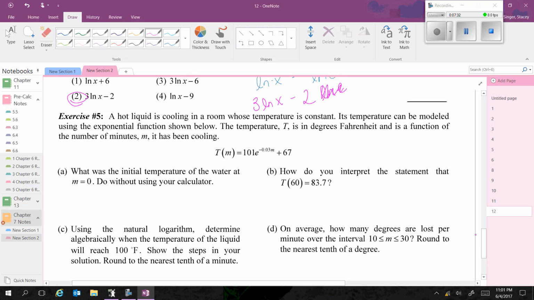Number 5, a hot liquid is cooling in a room whose temperature is constant. Its temperature can be modeled using the exponential function shown below. The temperature T is in degrees Fahrenheit and is a function of the number of minutes M it has been cooling. So T of M is equal to 101 times e raised to the negative 0.03 M plus 67.